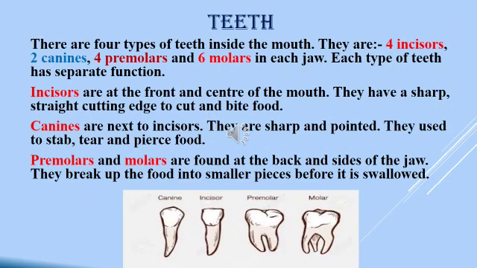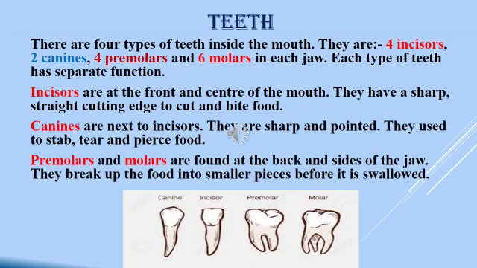Teeth. Students, teeth are hard structures covered with a white substance called enamel. The first set of teeth that grow during infancy and fall off at the age of 6 to 8 years are called milk teeth. There are 20 teeth in total, 10 in each jaw. They are replaced by a second set of teeth called permanent teeth that are never replaced. There are 32 teeth, 16 in each jaw.